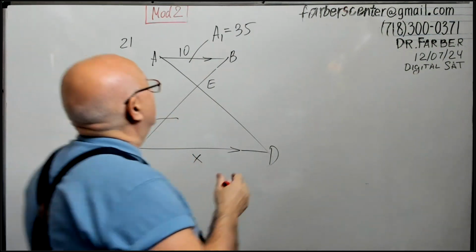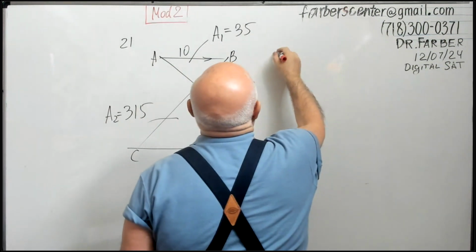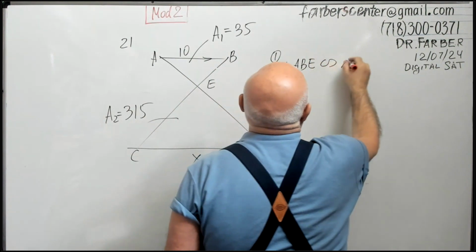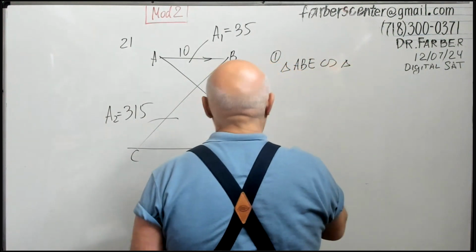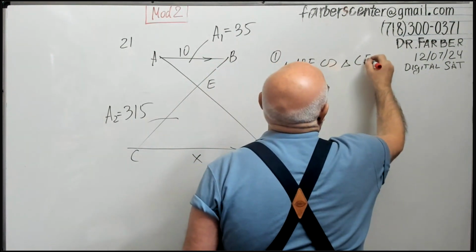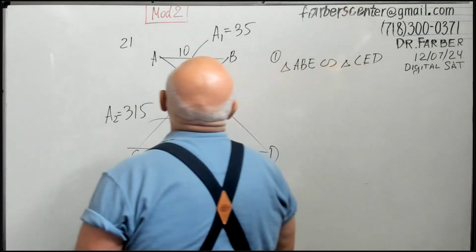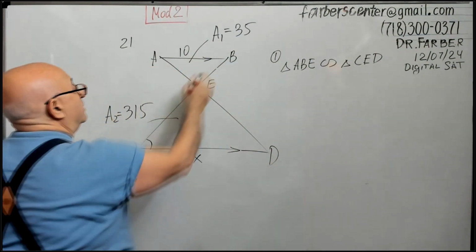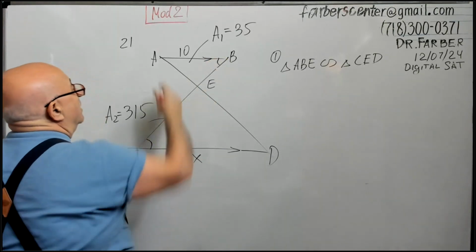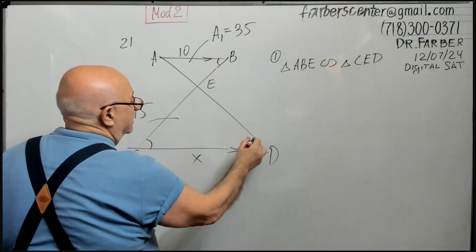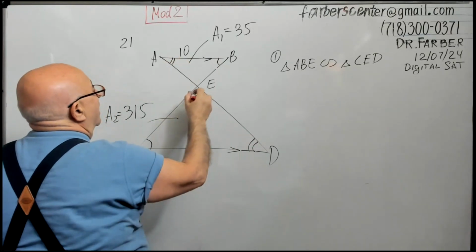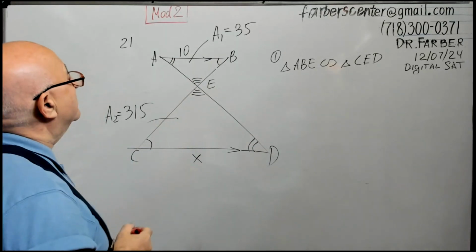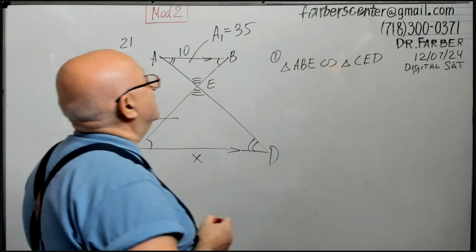Step number 1. You can easily prove that triangle ABE is similar to triangle CDE. Why? Two parallel lines and this transversal, alternate interior angles are the same. This is the transversal, this alternate is the same, and then the vertical angles are the same. AA. If angles of one equal angles of another, they're similar.